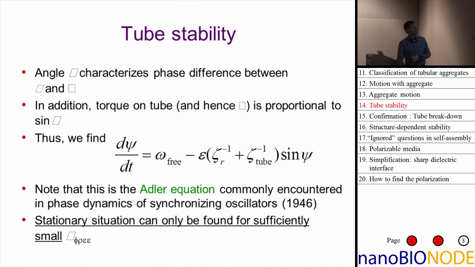And so if you do that, you end up with this equation. This is d psi dt. That's the change of this lag angle over time. It depends on how fast the individual particle wants to rotate and on the drag that the cylinder is experiencing. That's those zetas. And then on top of that, the magnitude of the torque, which depends on that angle psi.